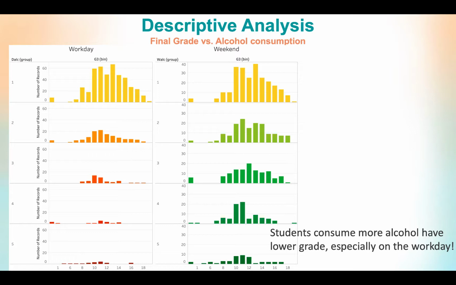And then I built the distribution grouped by the level of alcohol consumption. And then we found an important message. We can see that students who consume more alcohol have lower grades, especially on the workday. Therefore, drinking on the workday could be a bad idea, because the final grades of the students who drink on the workday are significantly lower.